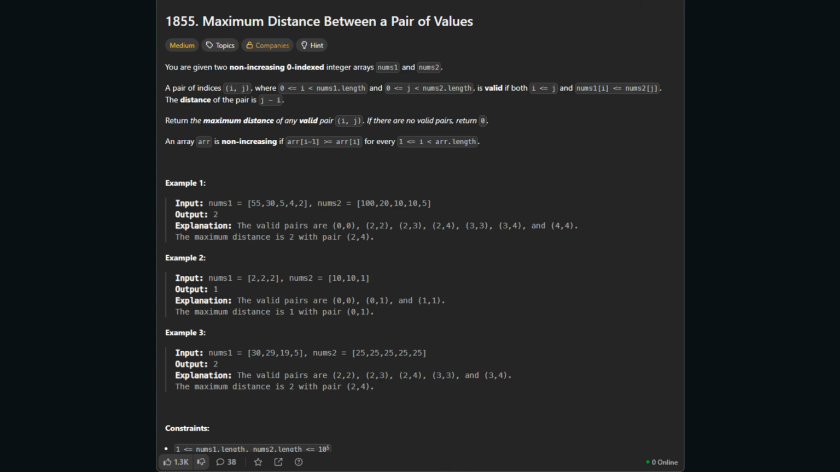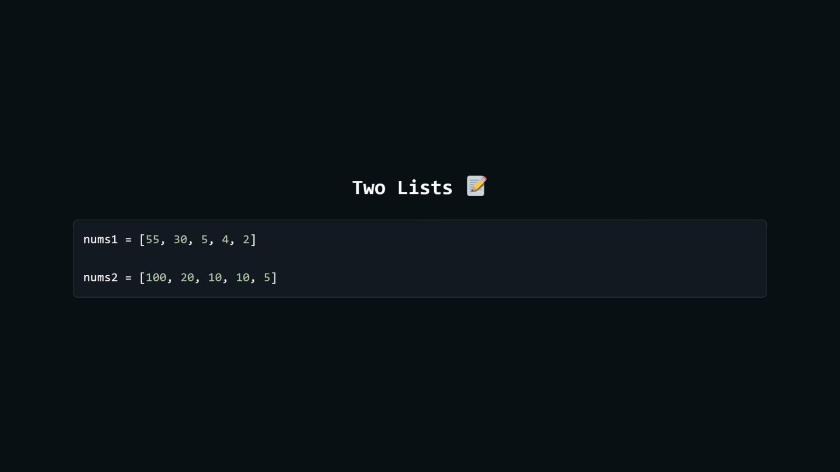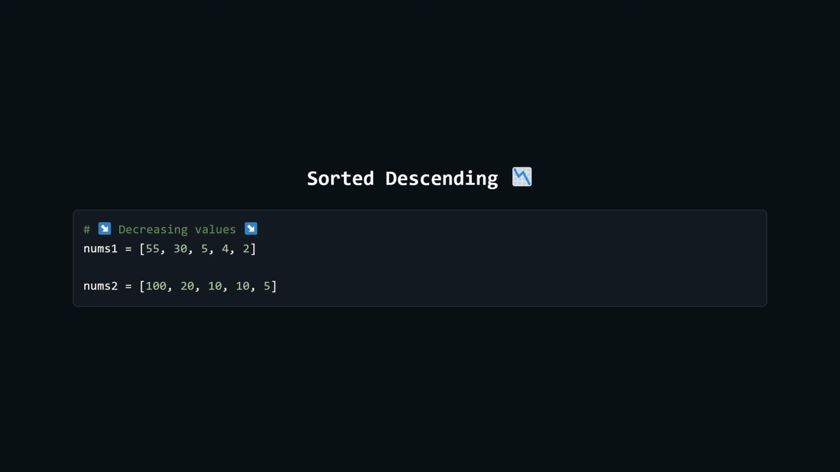Here is the problem description from the site, but it's a little bit wordy, so let me explain it more simply. We are given two lists of numbers. Let's just call them nums1 and nums2. The key detail here is that both of these lists are sorted in non-increasing order, meaning the numbers get smaller as you go from left to right.